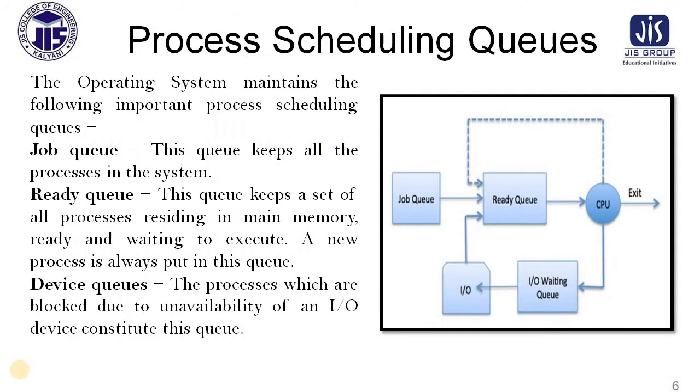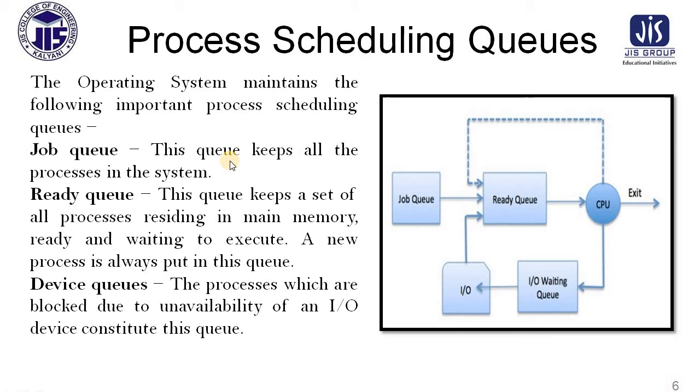So what process queues are there? Usually there are 3 types of queue in our operating system. The first one is the job queue, the second one is the ready queue, and the third one is the device queue. What is the job queue? Just see the diagram. Whenever a process is submitted into the system, it is submitted to the job queue. From this job queue, our process will go to the ready queue. From the ready queue, our process will go to the CPU. From the CPU, it will go to the IO queue, or the IO waiting queue, or the waiting queue. And next, it will go to the ready queue.